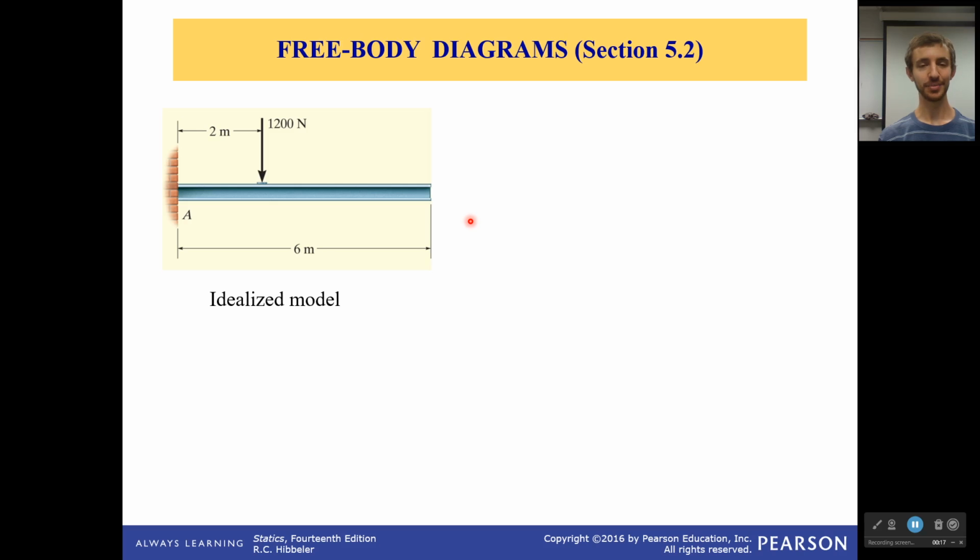So let's look at an idealized model. We have a pole and it's just sticking out of a wall. We have a 1200 Newton force applying on it. Now, I know this might seem weird. You're like, why a random pole? But we're mostly caring about these support reactions.